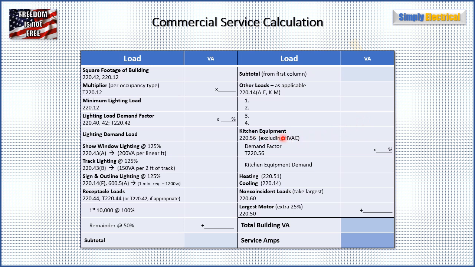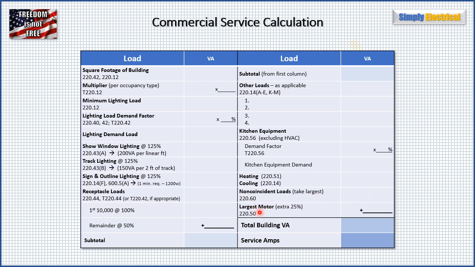Then we're going to go to kitchen equipment, get that total, then we're going to take a demand factor of it and get our kitchen equipment demand. After that, we'll take our heating and we'll have our cooling, and then we'll take our non-coincident loads, which usually is the heating and cooling that we're dealing with mainly. Take the largest of the two.